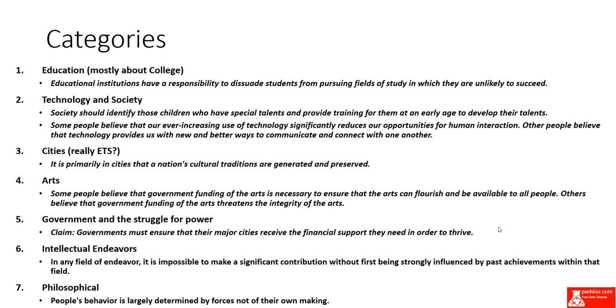Now, a huge category is government and power, and it makes so much sense that I don't even need to explain it. One of the examples I found was: claim, governments must ensure that their major cities receive the financial support they need in order to thrive. You could potentially also see this topic as coming under cities.